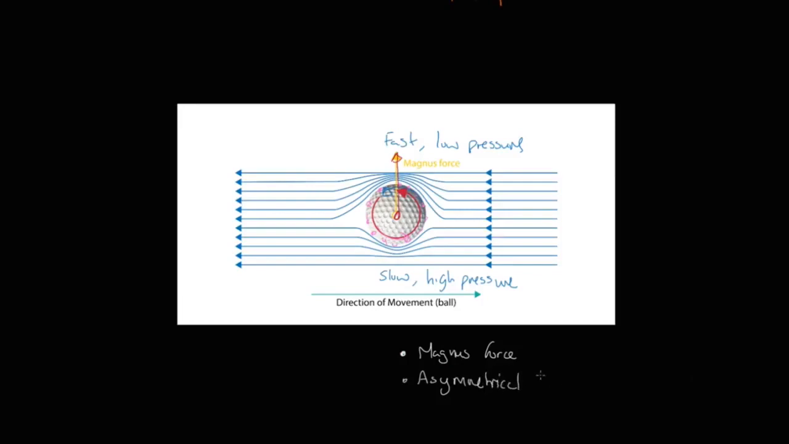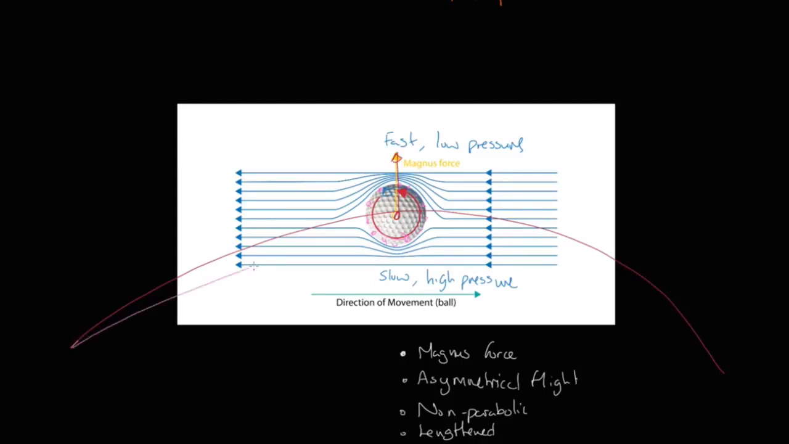Asymmetrical flight path. And again, we can call it non-parabolic, but this time the flight path is lengthened. If this was our parabolic flight, if it was going to travel like this, what we'd find now with this example, with the backspin, is it would fly flatter and longer. Flatter and longer, and that's one of the impacts of backspin. We've got this lengthened flight path.